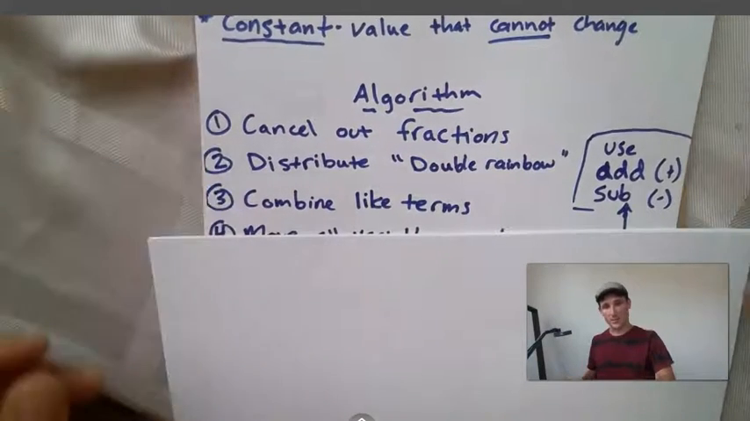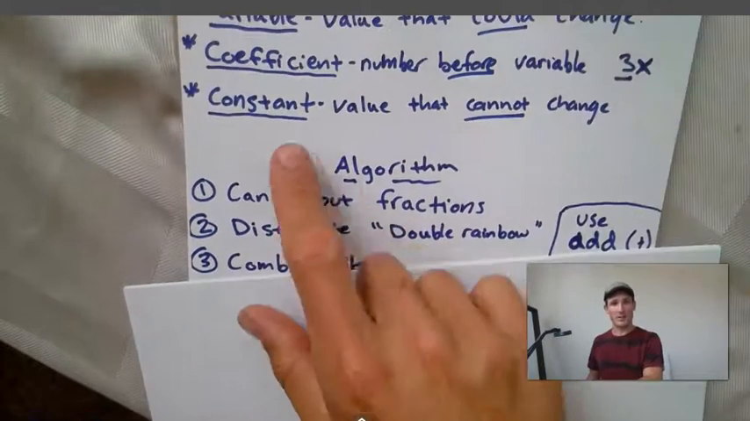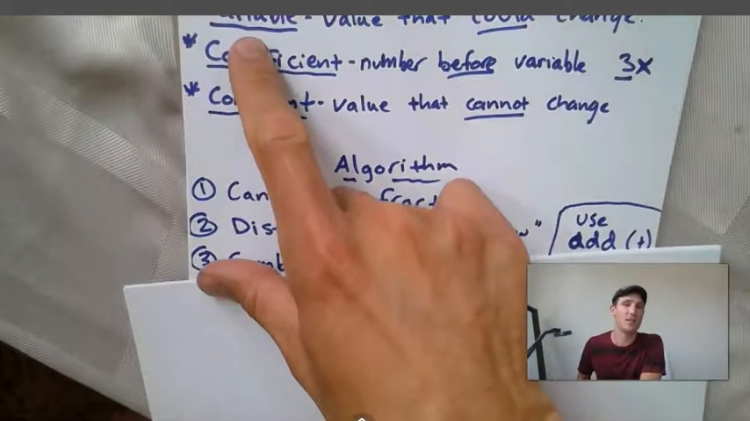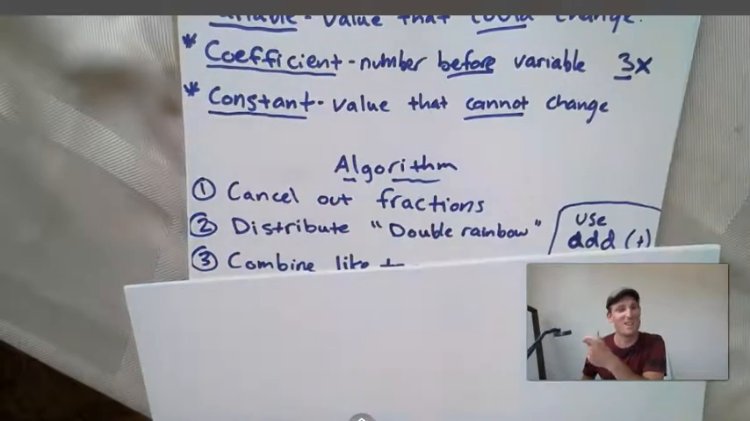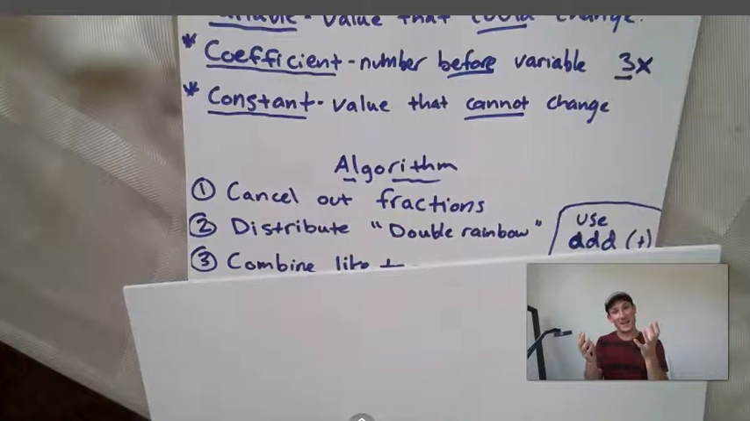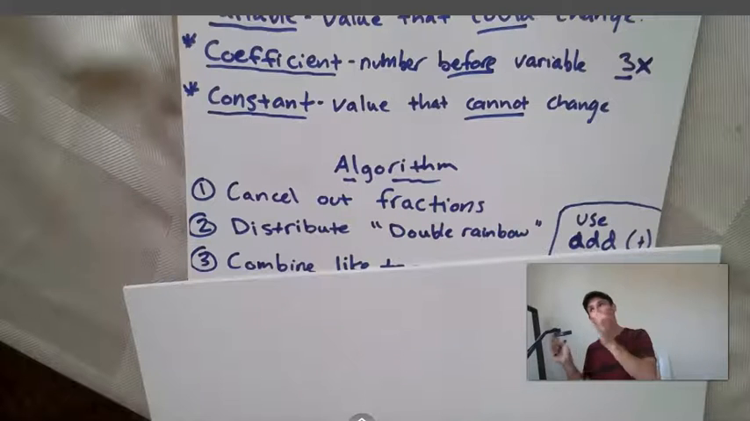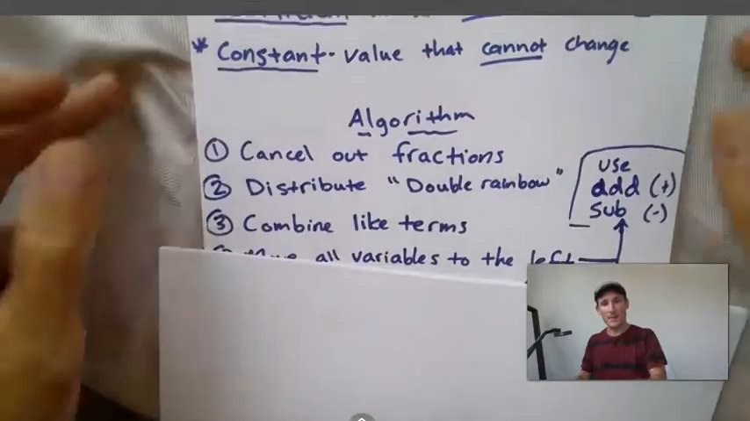Number 3, combine like terms. Okay? Like terms, what does that mean? Well, constants are like terms and variables are like terms. You cannot combine a constant and a variable because they're not the same. They're different families, and so you cannot combine them in math. 3 plus 5 equals 8. We can combine 3 and 5 because they're both constants. X plus x equals 2x, we can combine those because they're both variables, right? So you cannot combine unlike terms. They must be like. That's what we mean by like terms, okay?